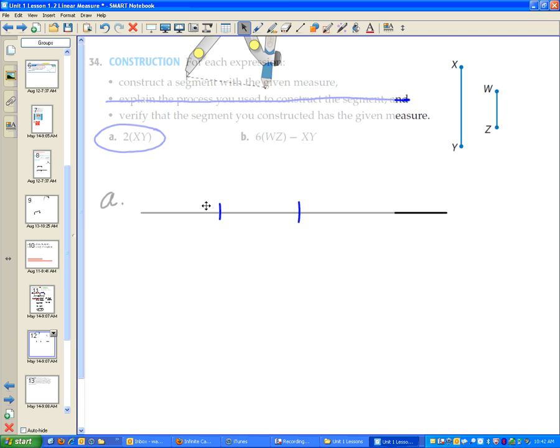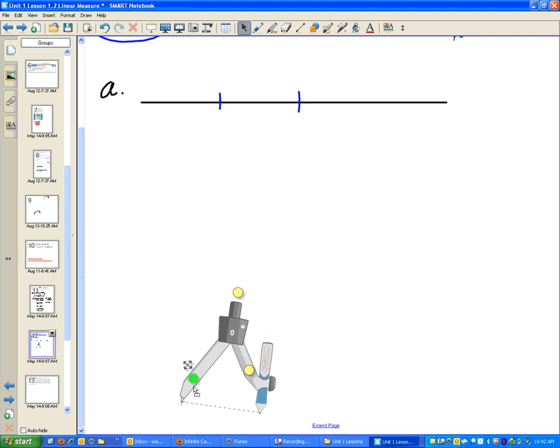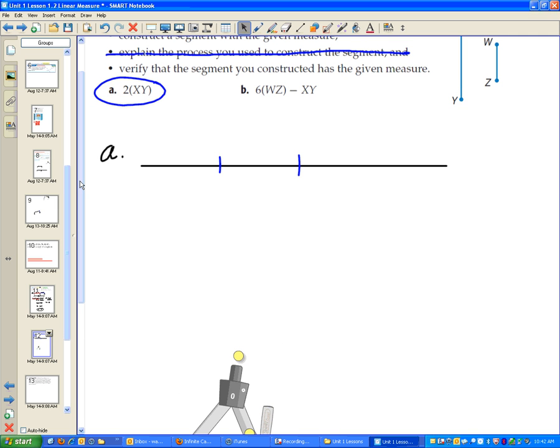So, we've done it. And I'll label it if I can get the compass far enough out of the way. I think that's far enough. So, they don't tell us what to call it. So what do you want to call it? Well, let's not use the same letters as they're in the... We can call that A. Let's skip that middle mark. Let's just call that one B. So isn't our segment AB 2 times as long as XY? Yes. And that's what they told us to do.